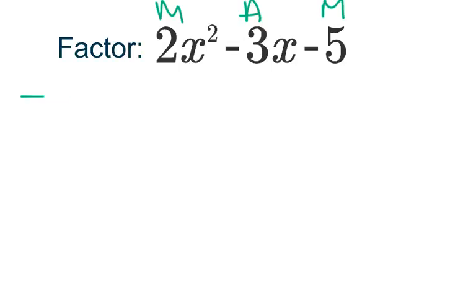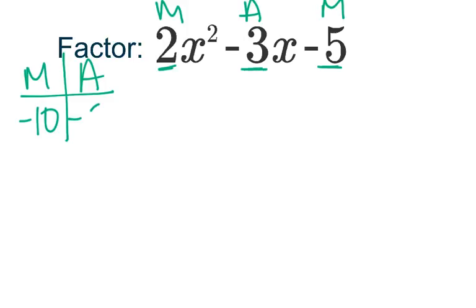So this tells us, we can make ourselves a little table, that the two numbers have to multiply to whatever 2 times negative 5 is, and that's negative 10. And they have to add to negative 3. So now I'm going to start playing around with the factors of 10 to hopefully get a 3 in the middle, and I have to be careful of my signs.